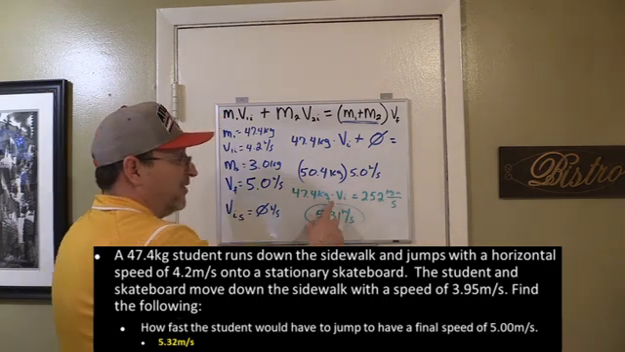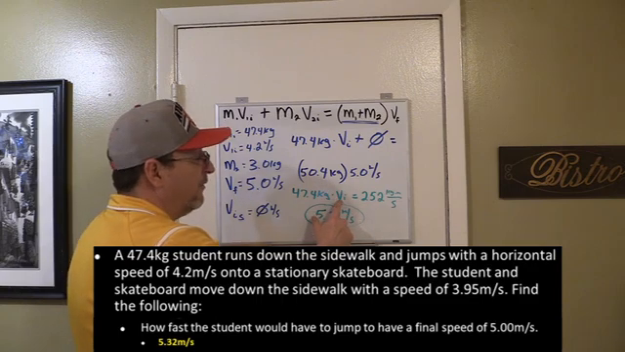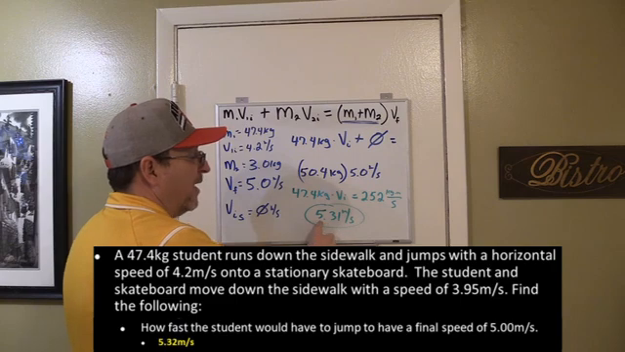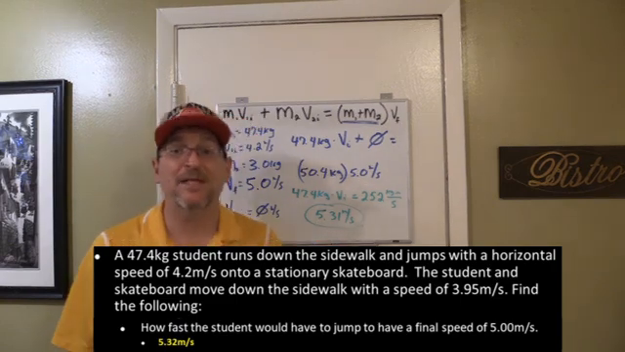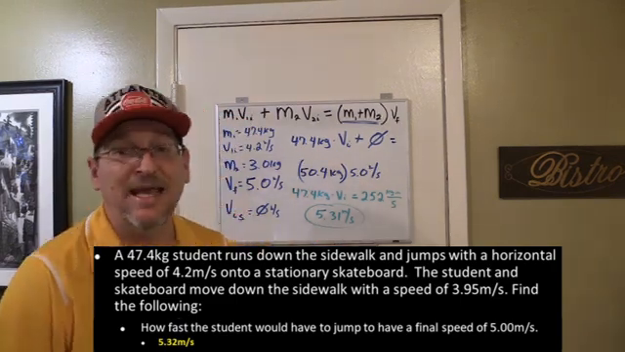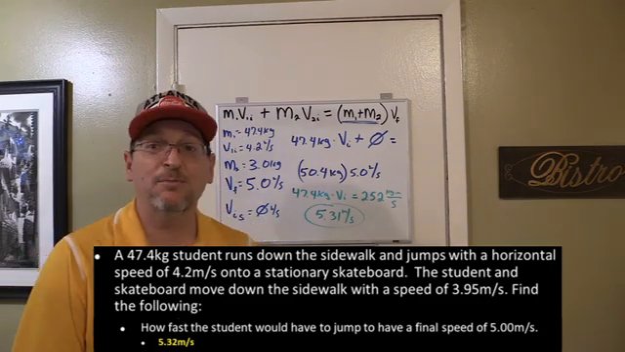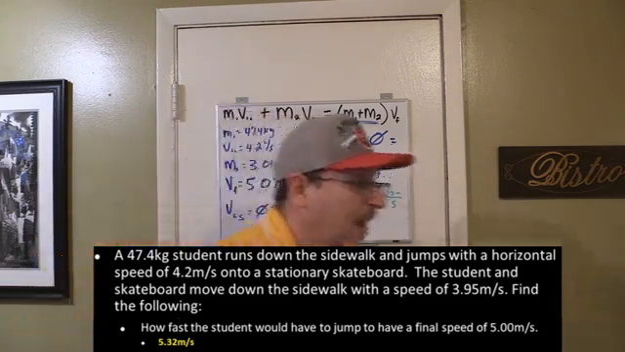The last step is just to get velocity initial by itself, divide both sides by the 47.4, and we end up with 5.31 meters per second. And that has to deal with elastic and inelastic collisions, all right? That's pretty much it for momentum.